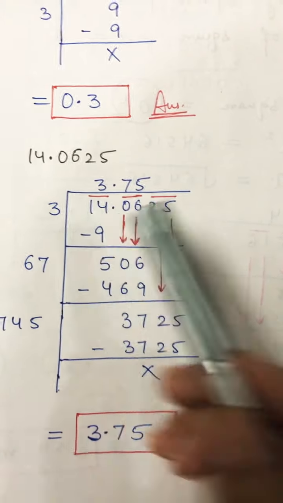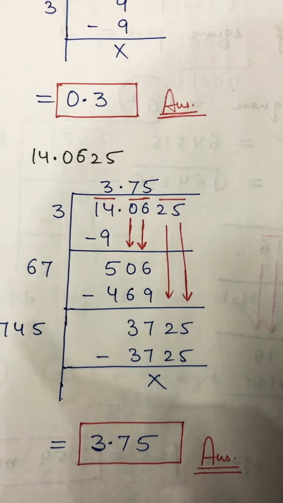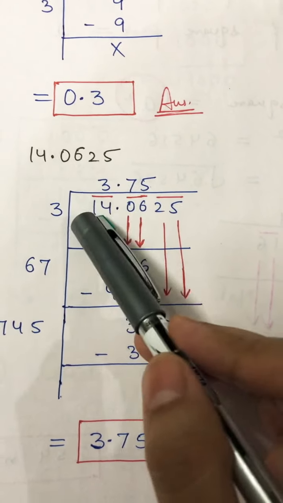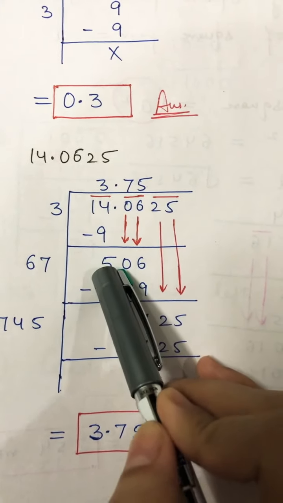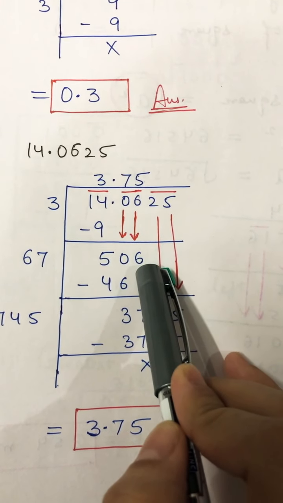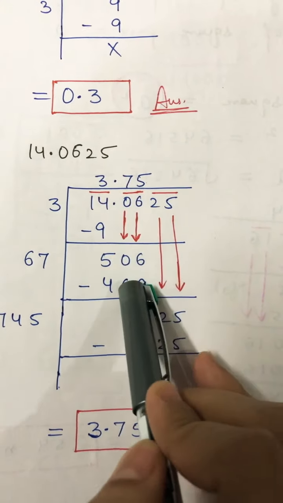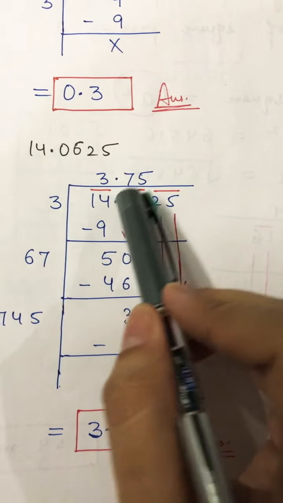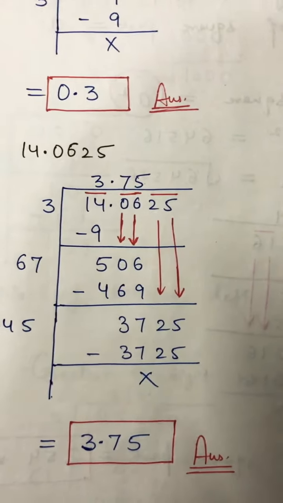1 1s are 1, which is smaller. 2 2s are 4, which is smaller. 3 3s are 9, which will go. So 14 minus 9 is 5. Now take out the next two digits together. You can see that before these two digits there is a decimal, so at that time you have to place a decimal in your answer.